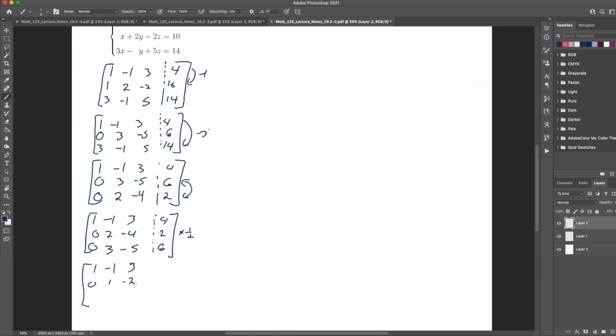minus 2, 4, 1, 0, 3, negative 5, 6. Now it's actually quite easy to get rid of this row. Here I'm just going to do minus 3 down, right? I'm going to write that up here though.